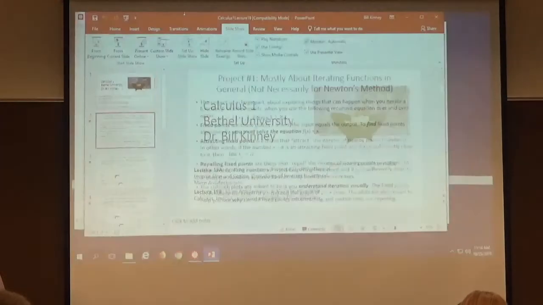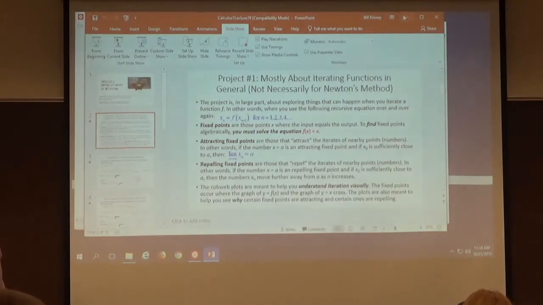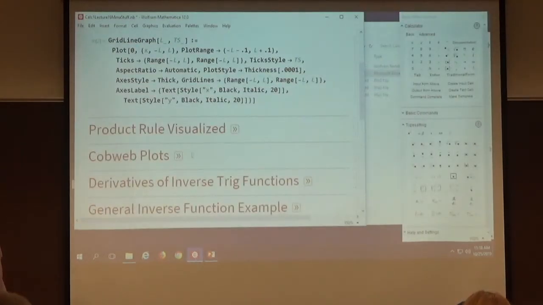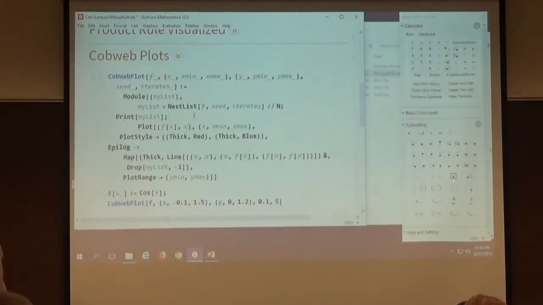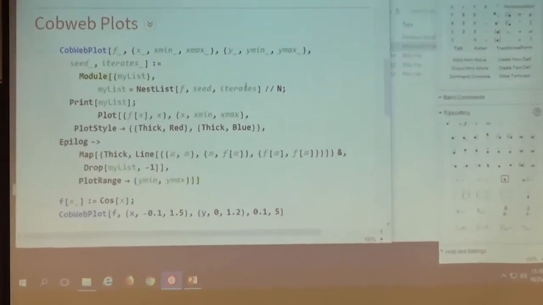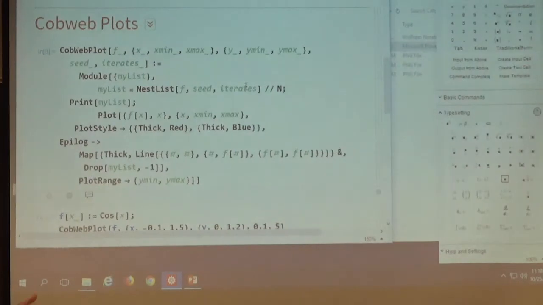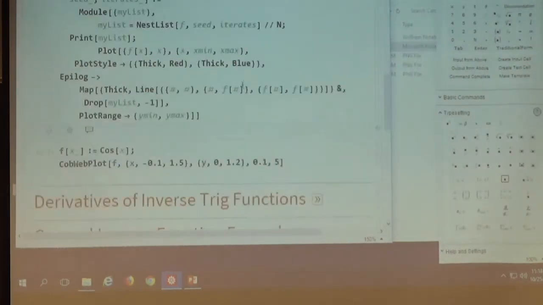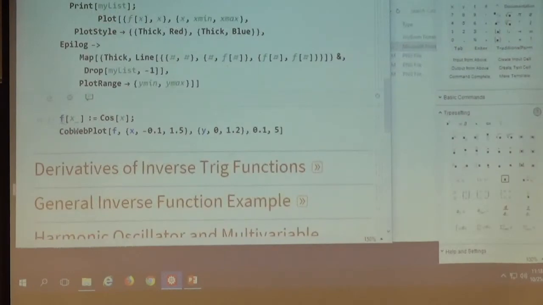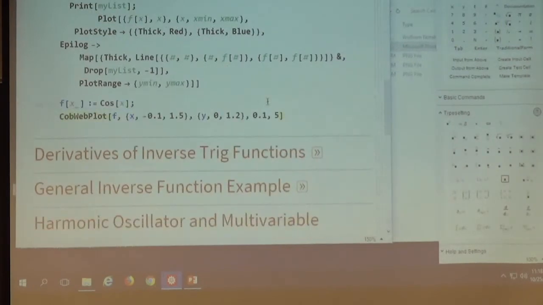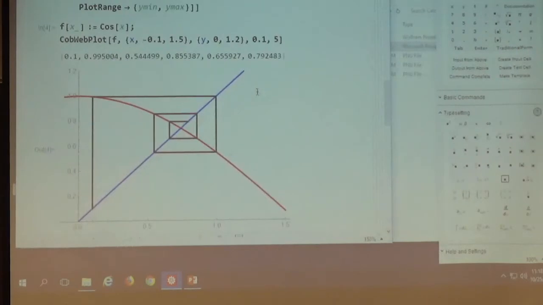I will come back to the slide. Also put in our shared folder. Well, this is the example from the handout, or the electronic handout for your project. This cobweb plot is kind of similar to the Newton plot, but it doesn't give you the exact same graph. This is the example from the reading. The function is cosine of x. I can apply the cobweb plot and see what's happening.